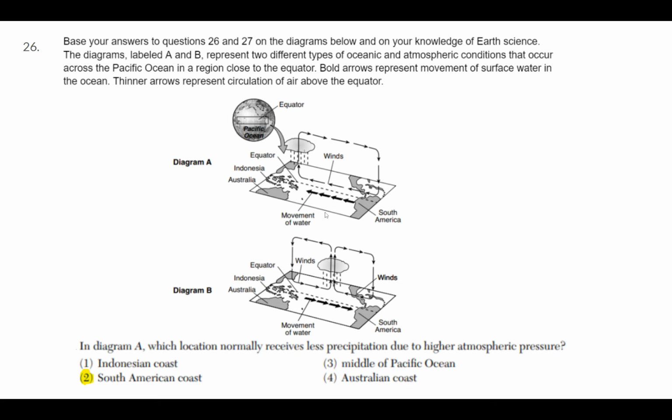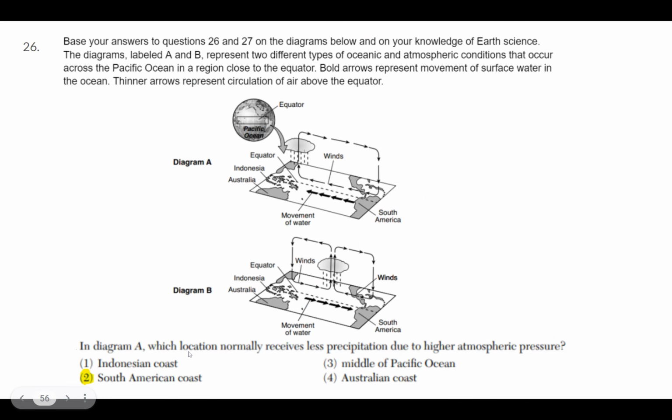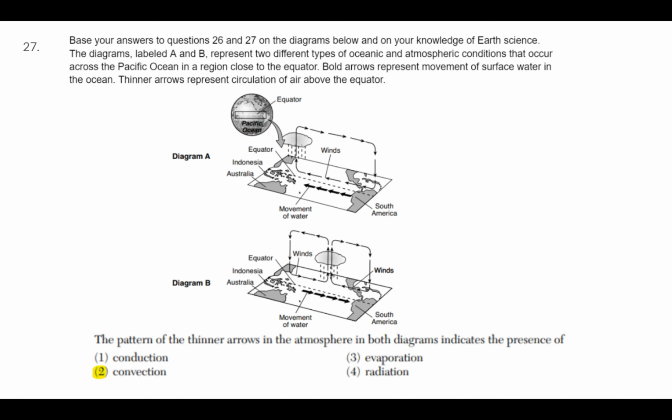The correct answer is 2, the South American coast. And notice that the air is sinking and it's saying it's high pressure. If you go on your Regents Review packet, page 15, high pressure has happy weather or dry weather and sinking air. Low pressure has lousy or wet weather, lots of precipitation, and rising air. That's why it's South American coast. That's where we have high pressure. Air is sinking.